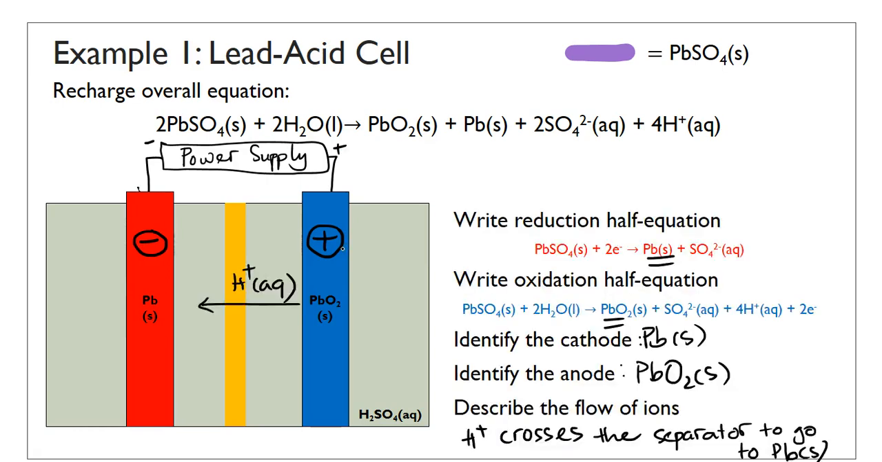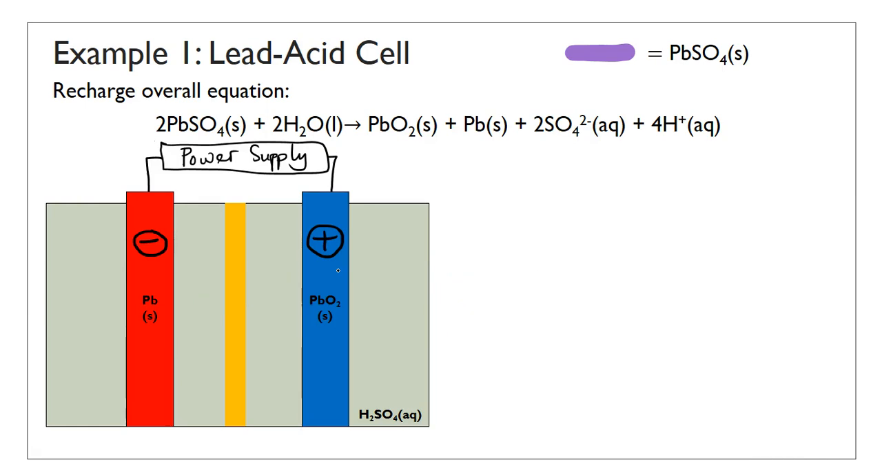The only difference here is that during recharge, Pb has gone from being the anode to the cathode. So Pb was the anode of discharge, it is now the cathode of recharge. PbO2 was the cathode of discharge, it is now the anode of recharge. So the nature of the electrodes has changed, but their polarities, interestingly, stay the same throughout the process.